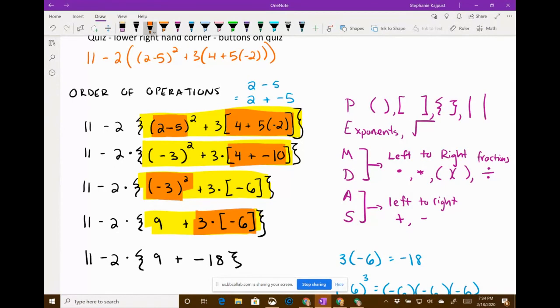So you can see I just rewrote the same problem with only parentheses, and it's really hard to see where things are. So that's why we use different symbols, so that way you can see very clearly where each grouping is. But they do the same thing. Brackets, parentheses, curly braces, those are all the same. Absolute values are not, those are different. Those make things positive. But everything else is basically just a way to group it.